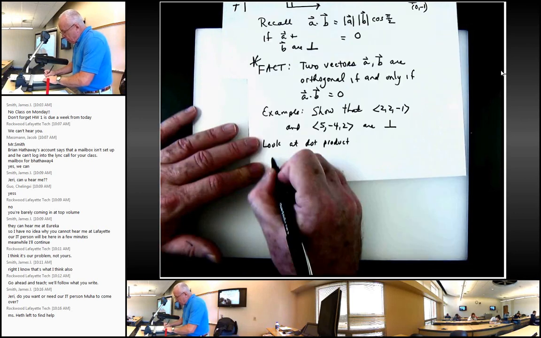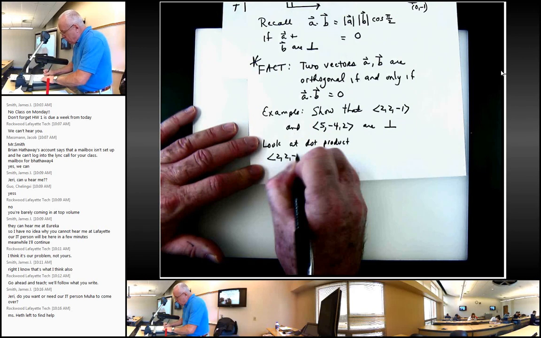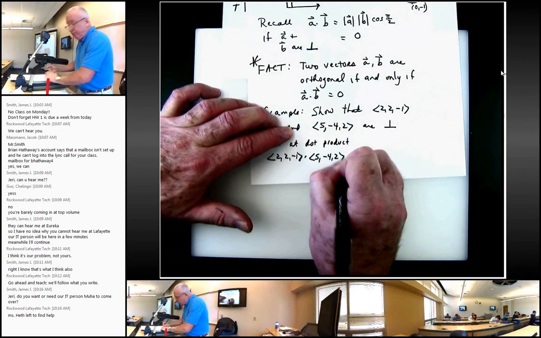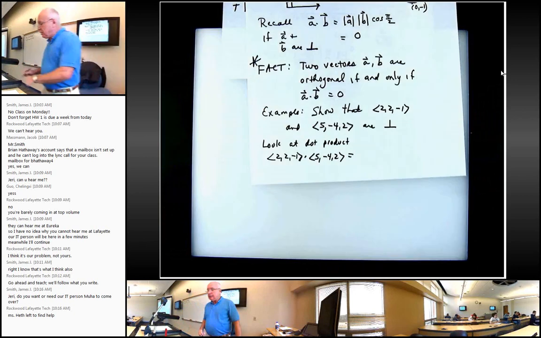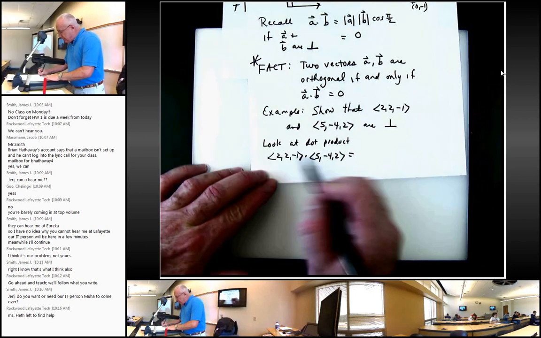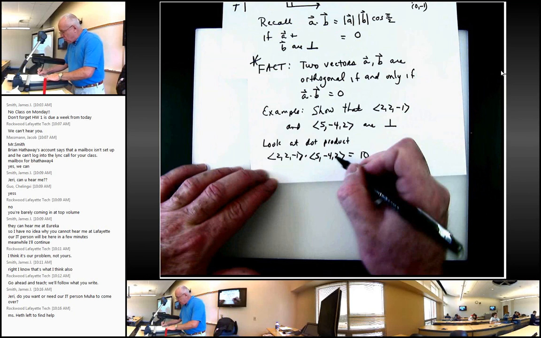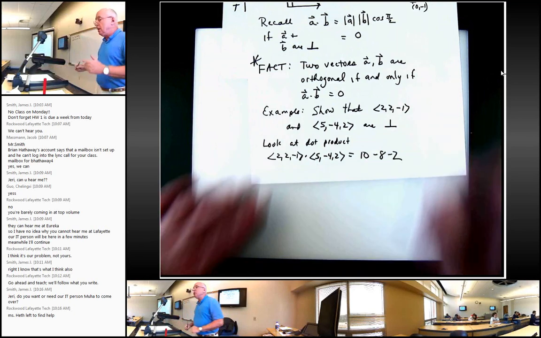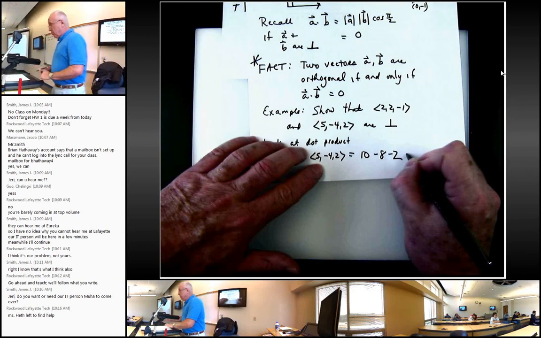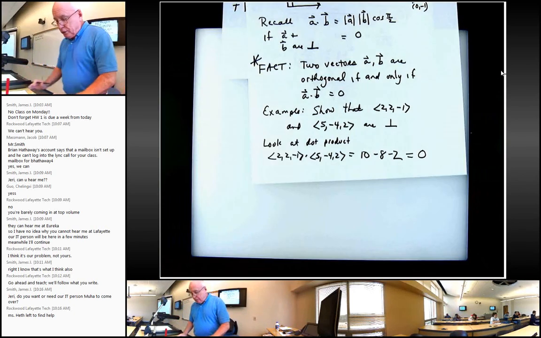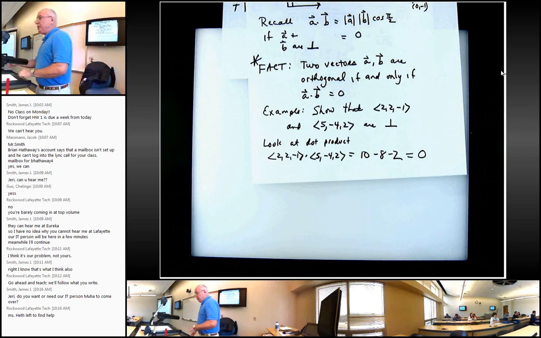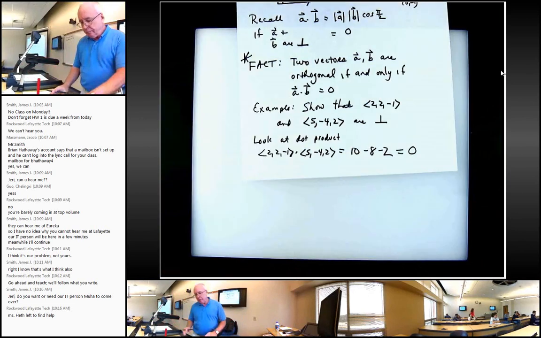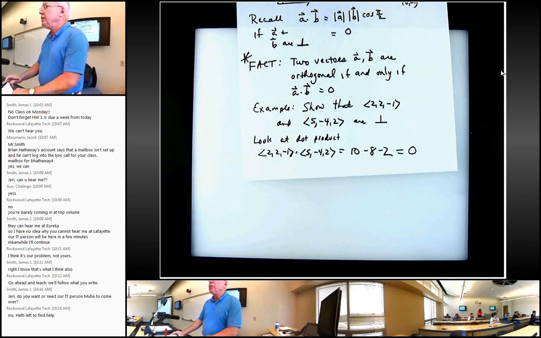So 2, 2, minus 1, dot 5, minus 4, 2. All right, so let's multiply the components. 2 times 5 is 10. 2 times minus 4 is minus 8. Minus 1 times 2 is minus 2. And those all add up to 0. So without drawing any pictures, we know that those two are perpendicular to each other. Okay. Any questions on that so far?